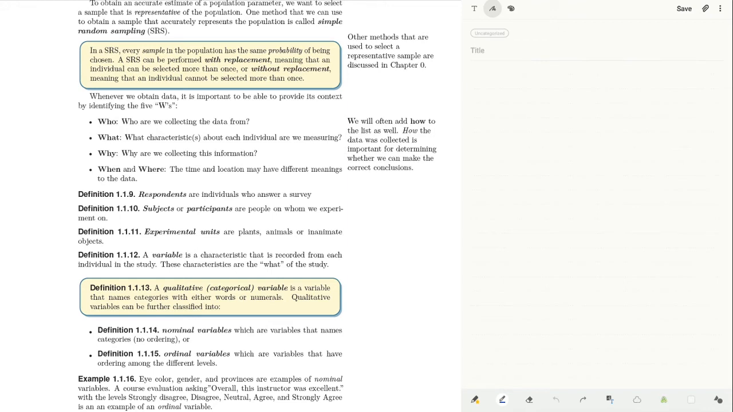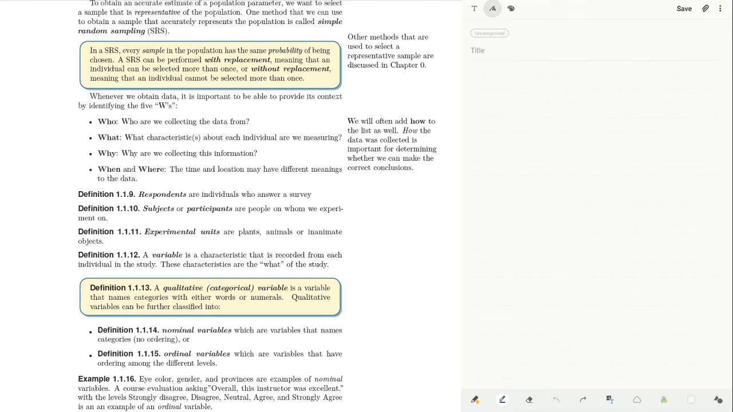Whenever we collect data, it is important to be able to provide its context by identifying the 5 W's. So who are we collecting the data from? What characteristics are we measuring? Why are we collecting this information? And where and when we collected the data can have different meanings. And sometimes we will add how to this list as well. How the data was collected is important for determining whether we can make the correct conclusions.